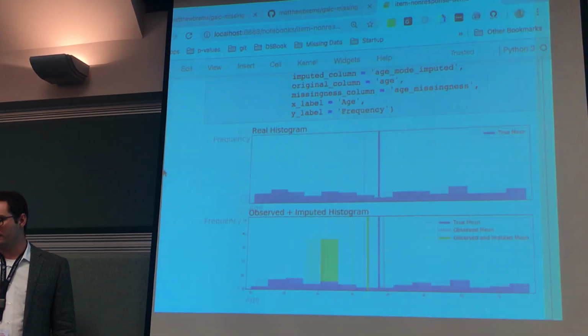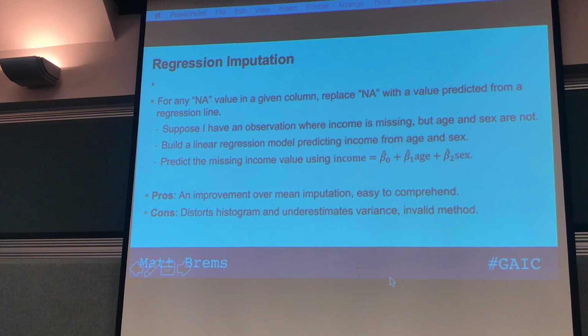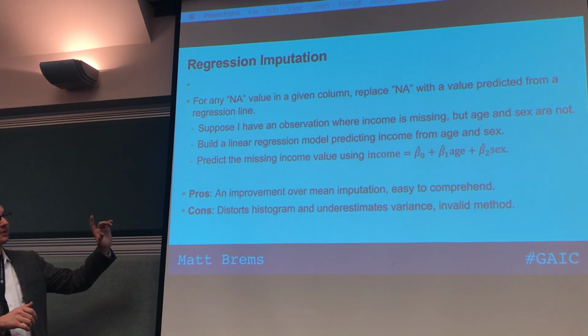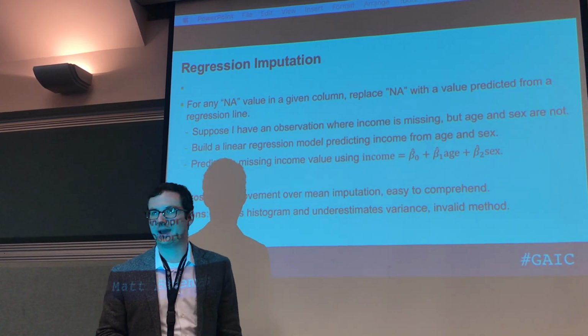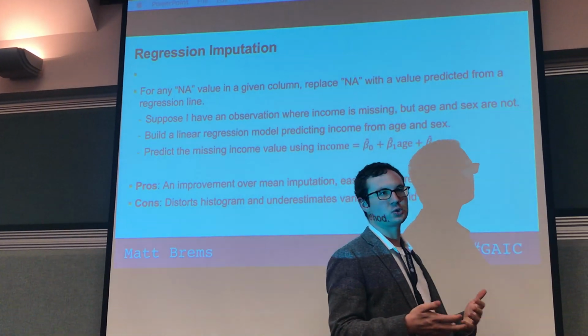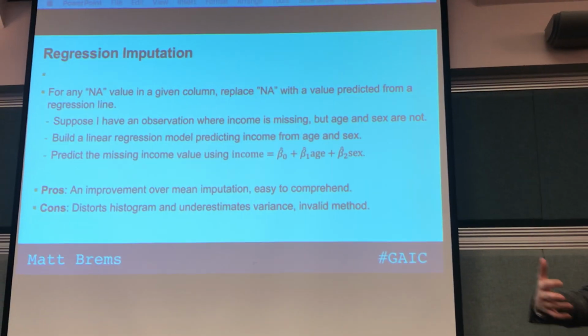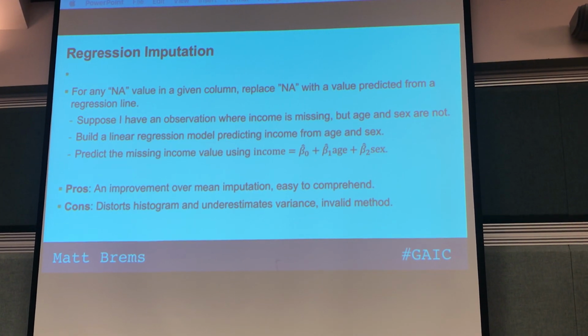The next thing that I want to do is chat really quickly about regression imputation. So for any NA value in a given column, let's build a regression model for that and fit a regression model to that. Because then it feels like we're not really going to distort our histogram nearly as much, because now we can spread our values out. We're not just imputing one value, but instead we're basically predicting a range of values.